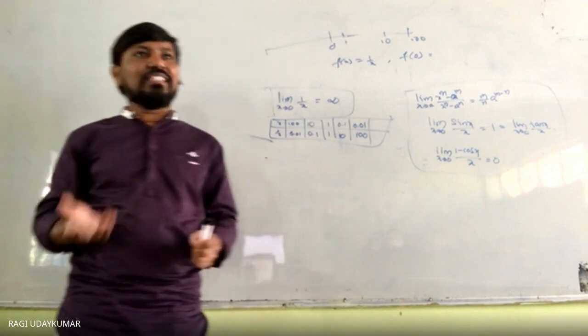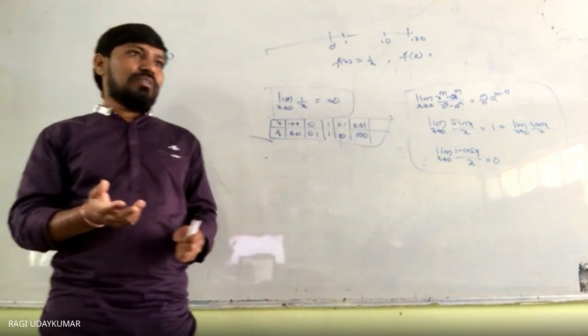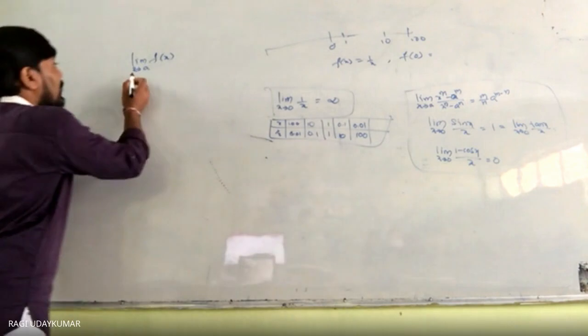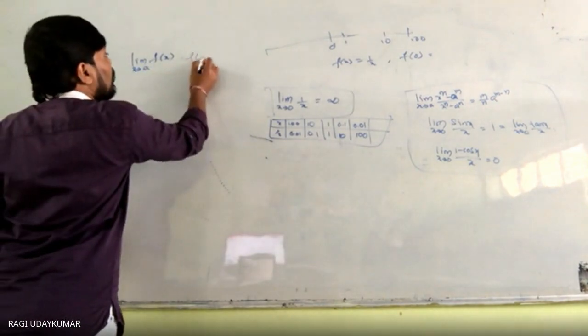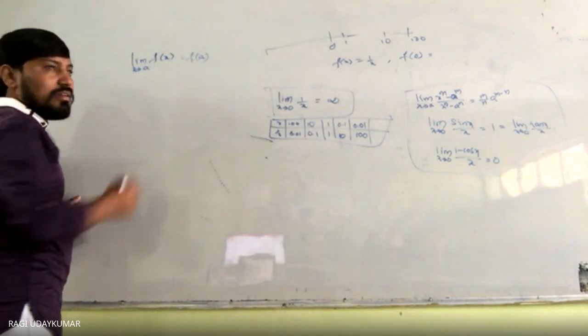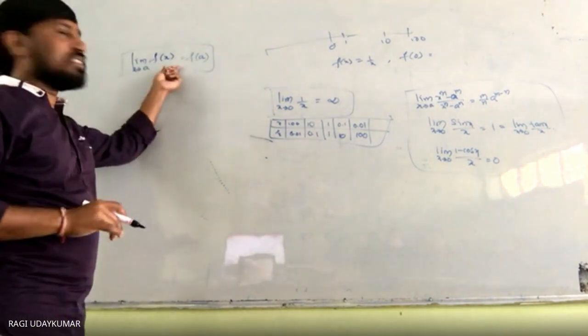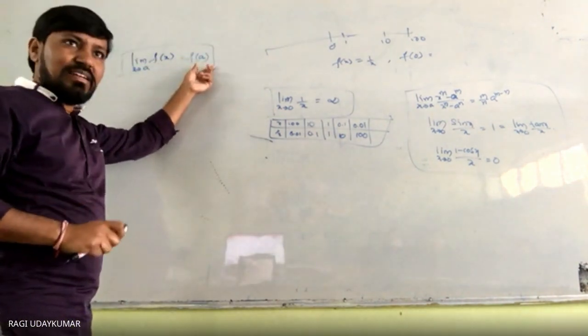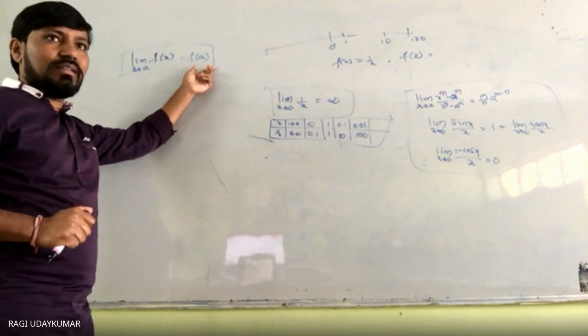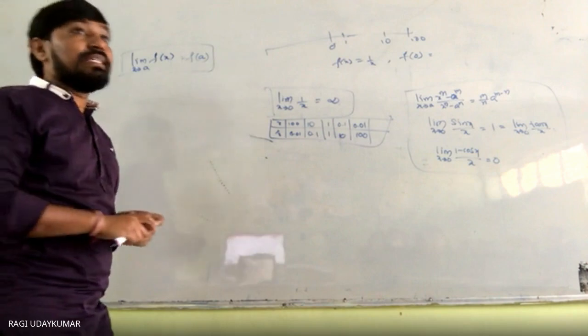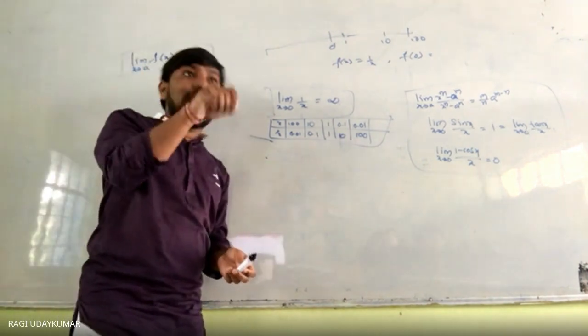But we cannot define function continuity like that. So what is the original definition? If the limit as x tends to a of f of x is equal to f of a, then that function is called a continuous function at the particular point a. It is continuous at the particular point a.